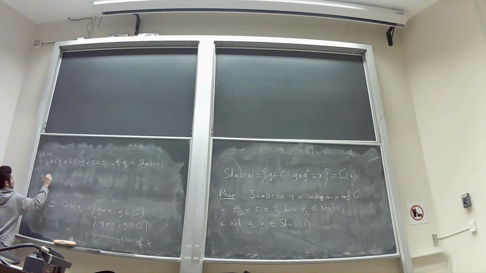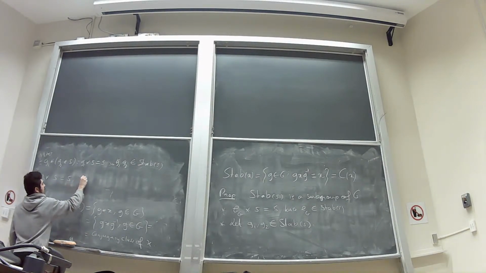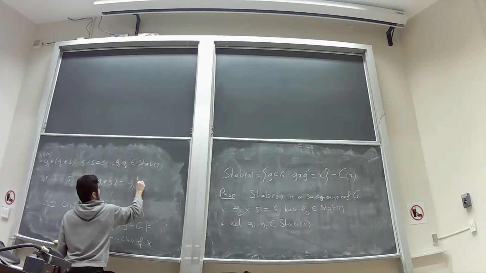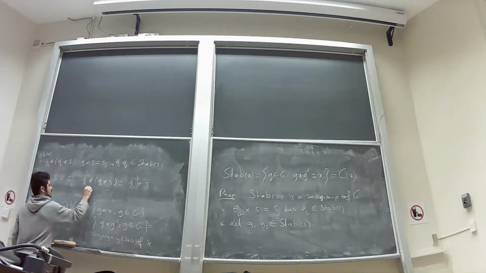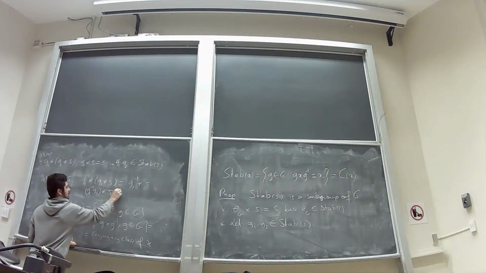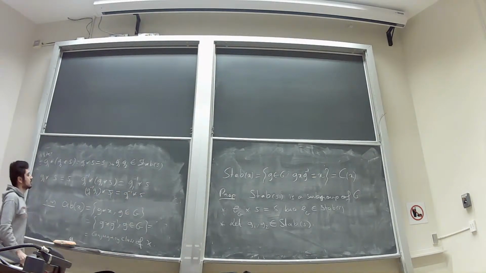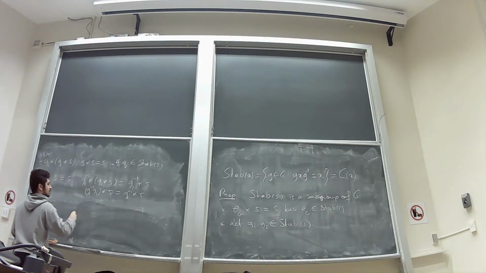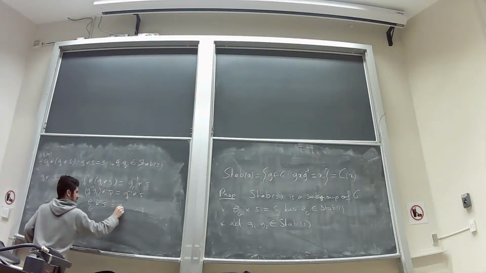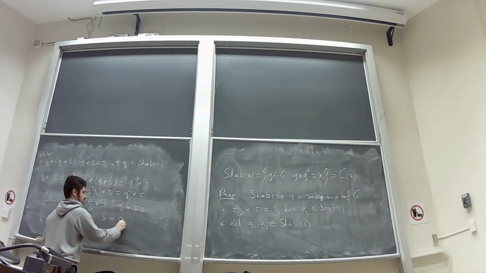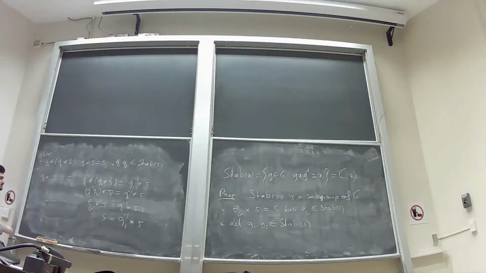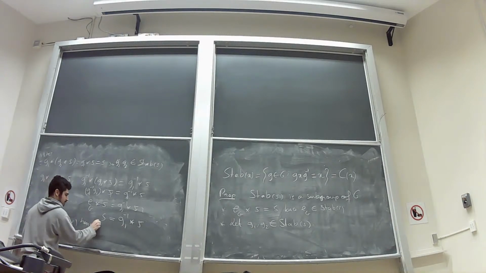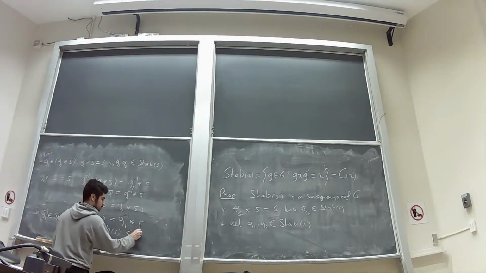G1 star S is equal to S. Star both sides by G1 inverse: G1 inverse star G1 star S is equal to G1 inverse star S. Now G1 inverse G1 is the identity, so it's just S. So G1 inverse star S is S. So G1 inverse belongs to stab S. Hence, stab S is a subgroup of G.